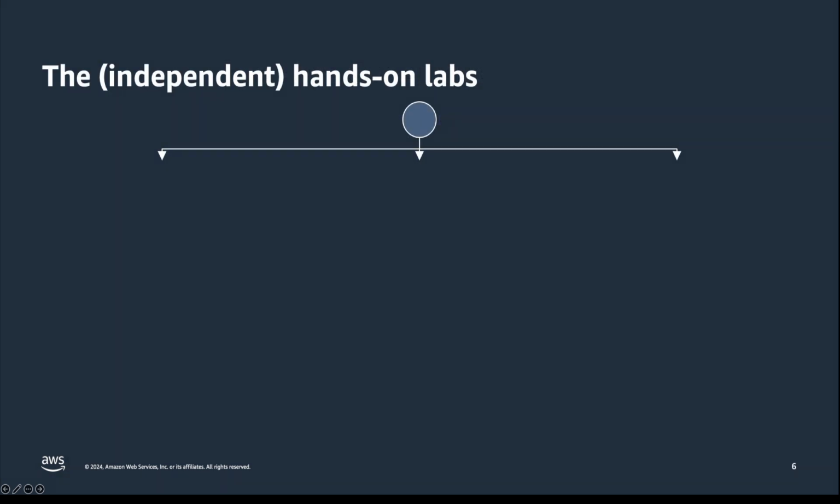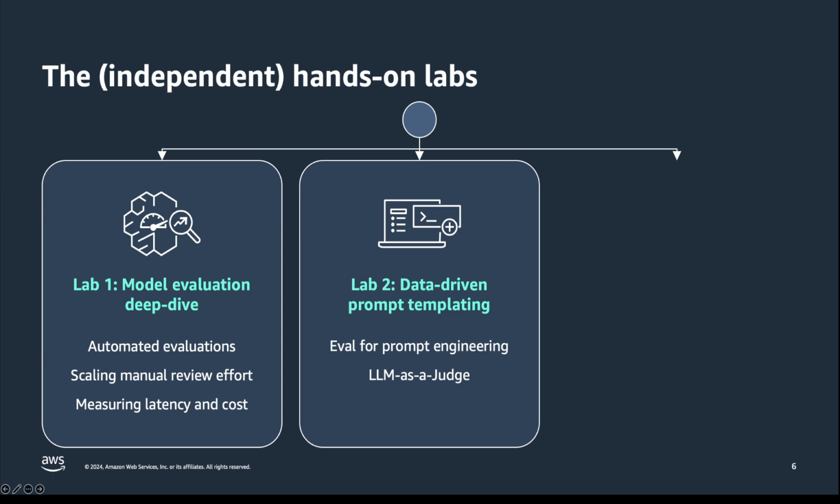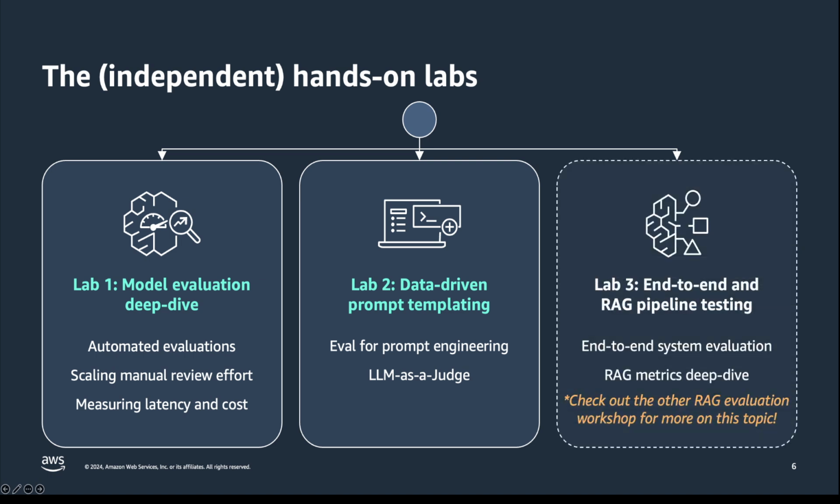So what does today's lab consist of? The first lab is on model evaluation, a deep dive on using SageMaker to measure the latency, cost, and consider how to scale manual and automated reviews. In the second lab, we'll be considering what makes a good prompt, with some data-driven evaluation of different prompt templates. We also have a bonus lab on the end-to-end testing of a RAG pipeline.